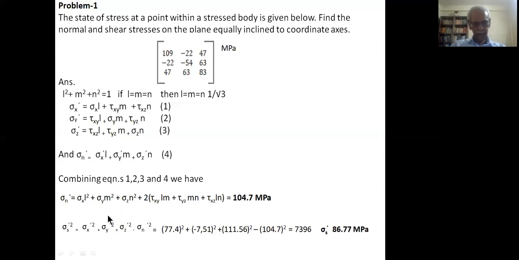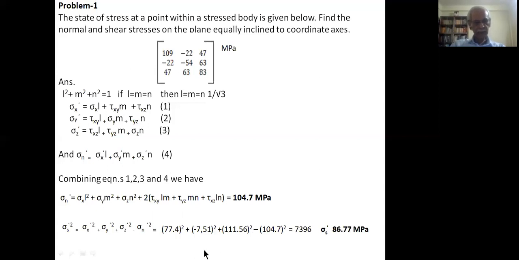I've written the equation for the whole thing. If you substitute this here, you will get this equation. Or you can do it separately. You can find out sigma x dash, sigma y dash, sigma z dash, and substitute it here numerically. In whichever way you do it, you will get 104.7 megapascal. Check it.